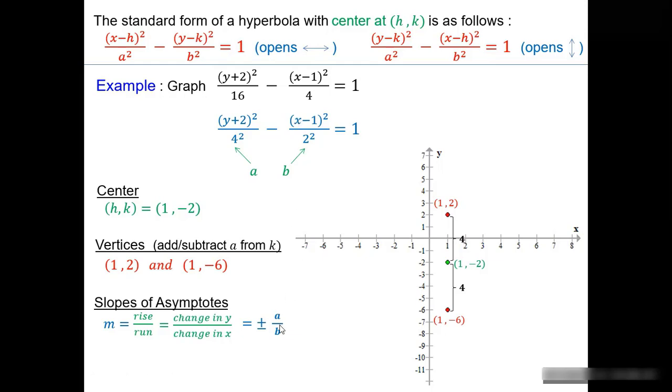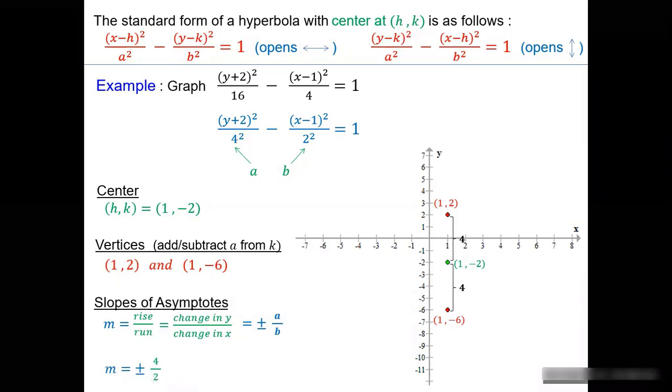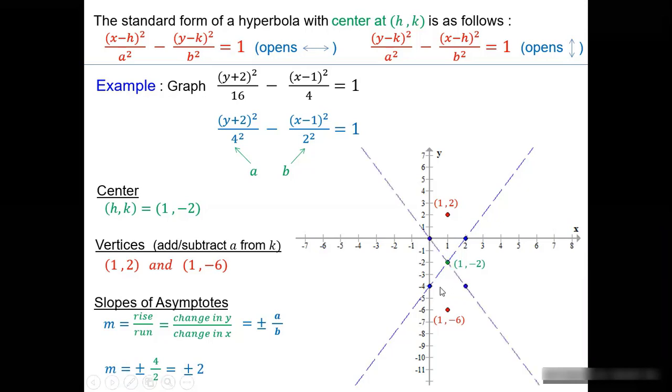So notice that the formula for the slopes of the asymptotes is not always b over a. Sometimes it's a over b, depending on which one indicates the rise and which indicates the run. So here we could see that the slope is ±4 over 2, which is really just ±2. So from our center, we can now rise 2 and run 1 in order to create our first asymptote. Go back to our center and we can go in the opposite direction now. Rise -2 and run 1, which now allows us to create our second asymptote.